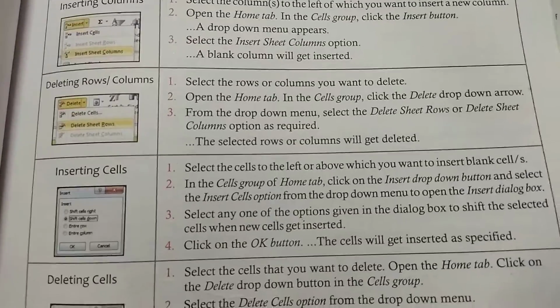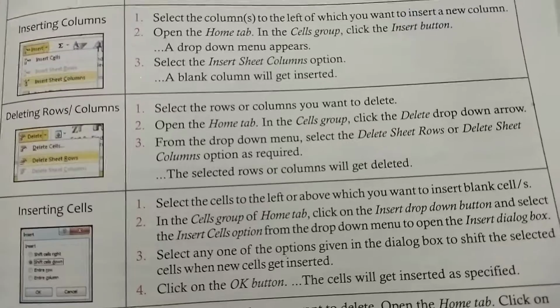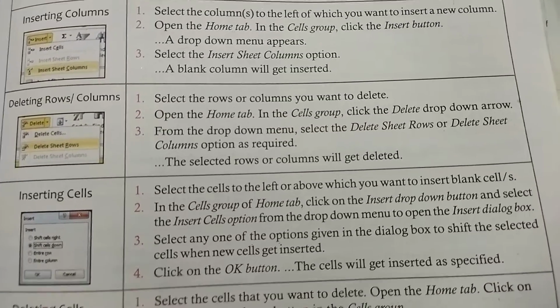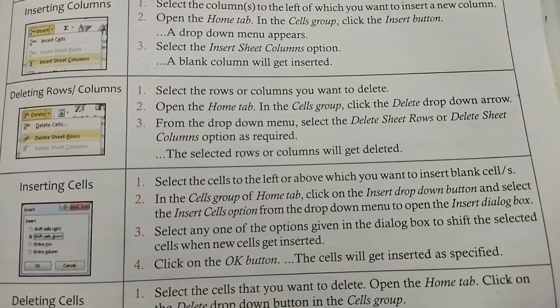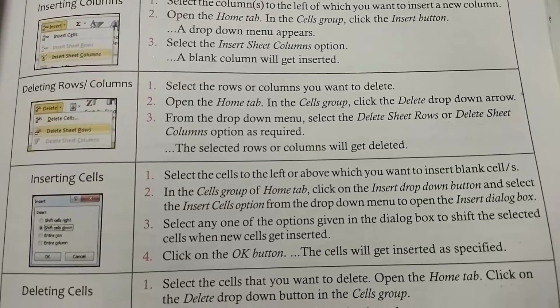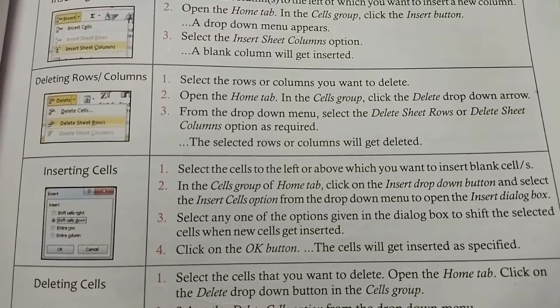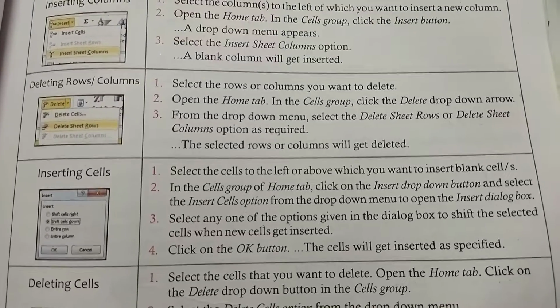Then deleting rows and columns, you will follow these steps. Select the rows or columns you want to delete and open the Home tab. In the Cells group, click the Delete drop down arrow. From the drop down menu, select the Delete Sheet Rows or Delete Sheet Columns option as required. So the selected rows or columns will get deleted.